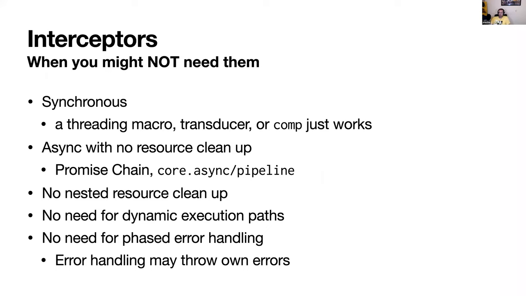When might you not need them? Synchronous. You can get away with a threading macro, transducer, comp, whatever, just a regular map that in Haskell or some of these other languages compose themselves, that give you the ability to run through your sequence one time because it's a functor, so it composes and the language takes care of it for you. So if it's synchronous, you really don't need this. There's no error, there's no resource cleanup. It doesn't give you a lot of stuff. You can just take advantage of your basic pipeline threading operator, your basic pipe operator, your compose.